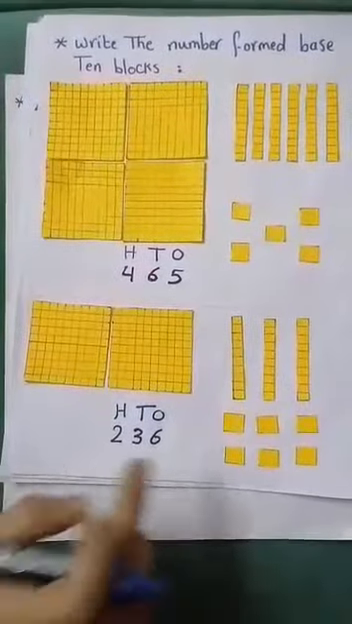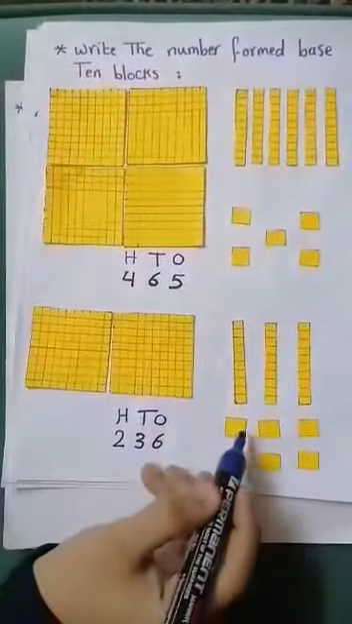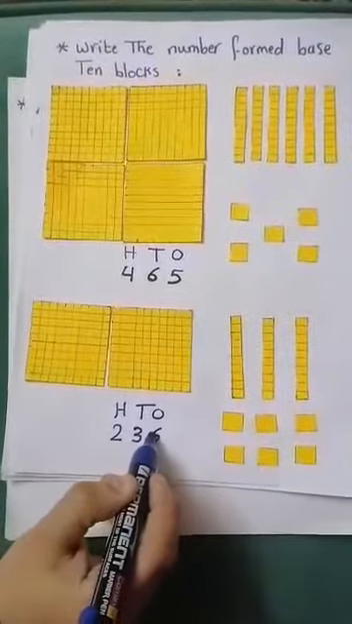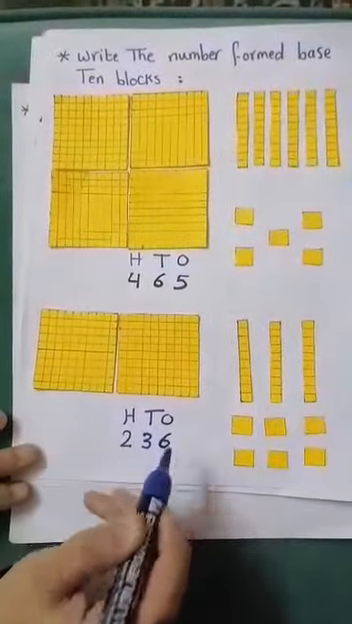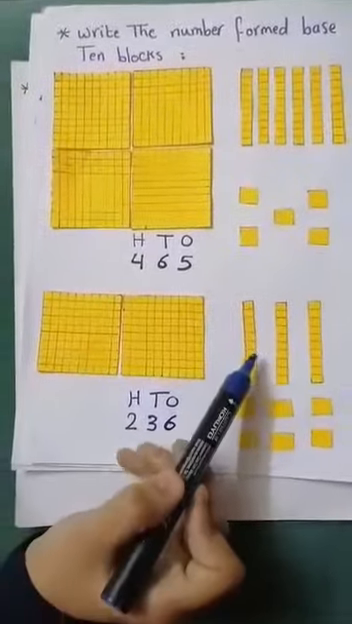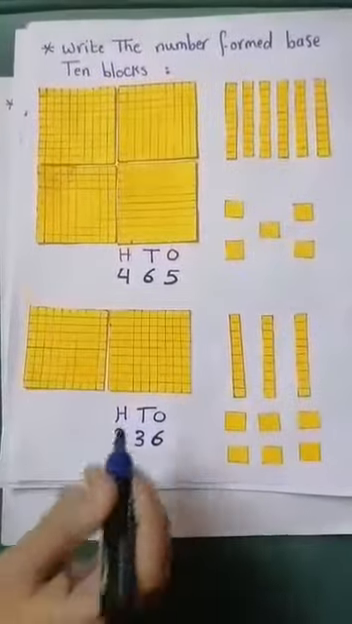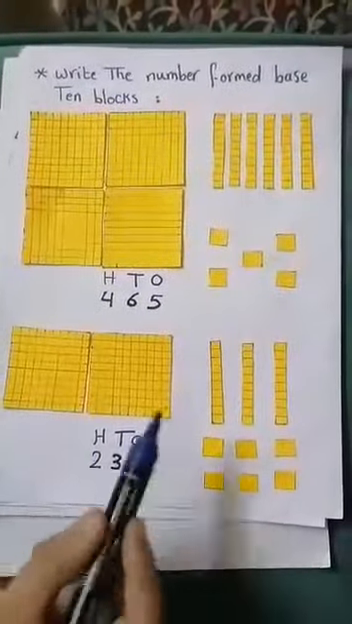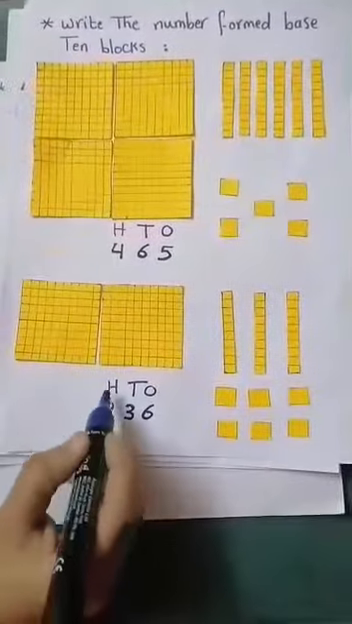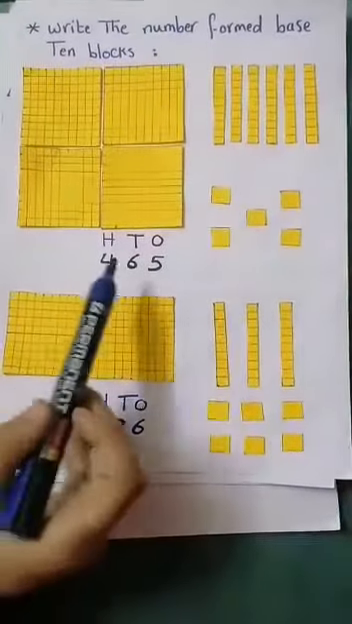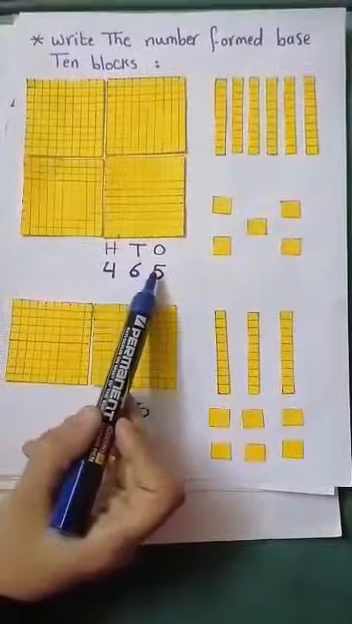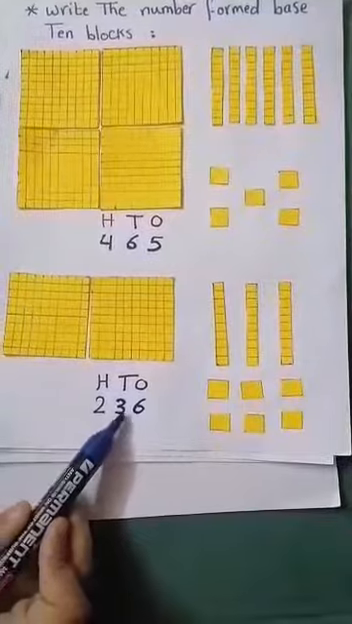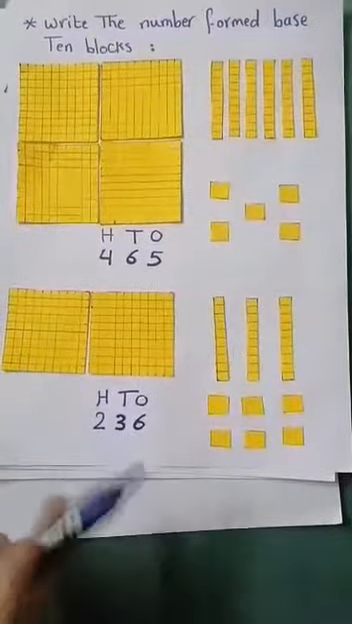Another example. How many squares here? Let's count 1, 2, 3, 4, 5, 6. Write 6 in the ones place. Go to the tens: 1, 2, 3. Write 3 in the tens place. Go to the hundreds: 1, 2. Write 2 in the hundreds place. So the number is 465. And the number is 236.